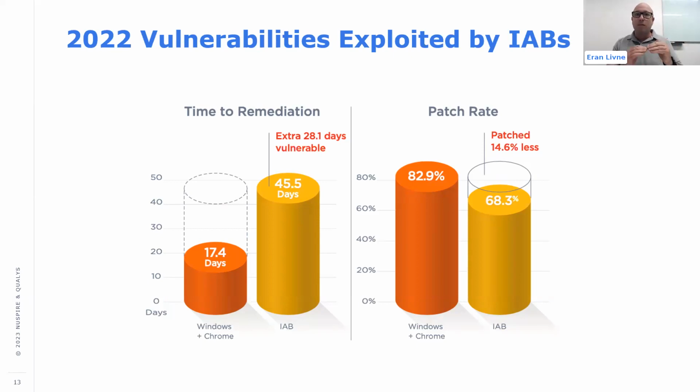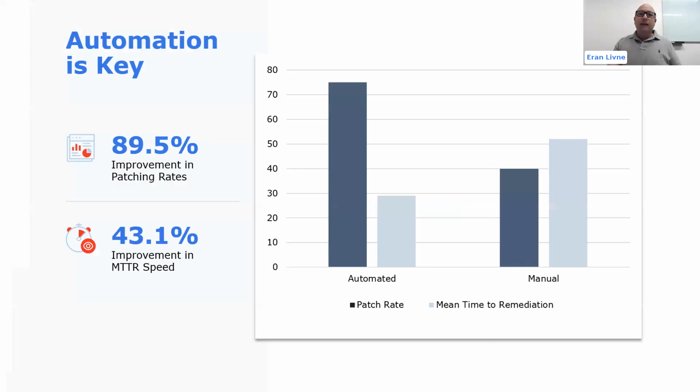And the patch rate, meaning how many of those vulnerabilities do we actually fix in our environment, you can see we actually fix less. Okay, so 68% compared to the 82% that are Windows and Chrome. So we are more efficient in fixing those Windows and Chrome compared to those one-off vulnerabilities that those initial access brokers are using. And probably that is the reason they're attacking those vulnerabilities, because we are not doing as good of a job in fixing them as we do with the Chrome and Windows. And that leads me to the first conclusion and the data that proves those conclusions.